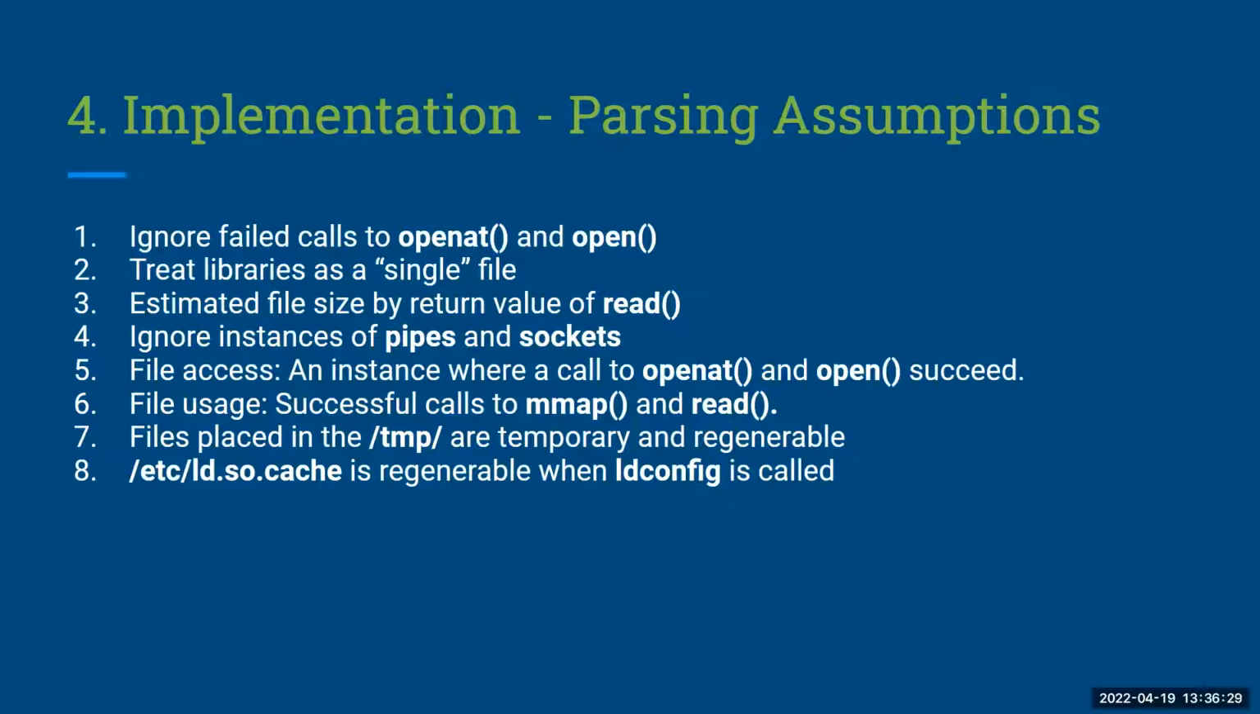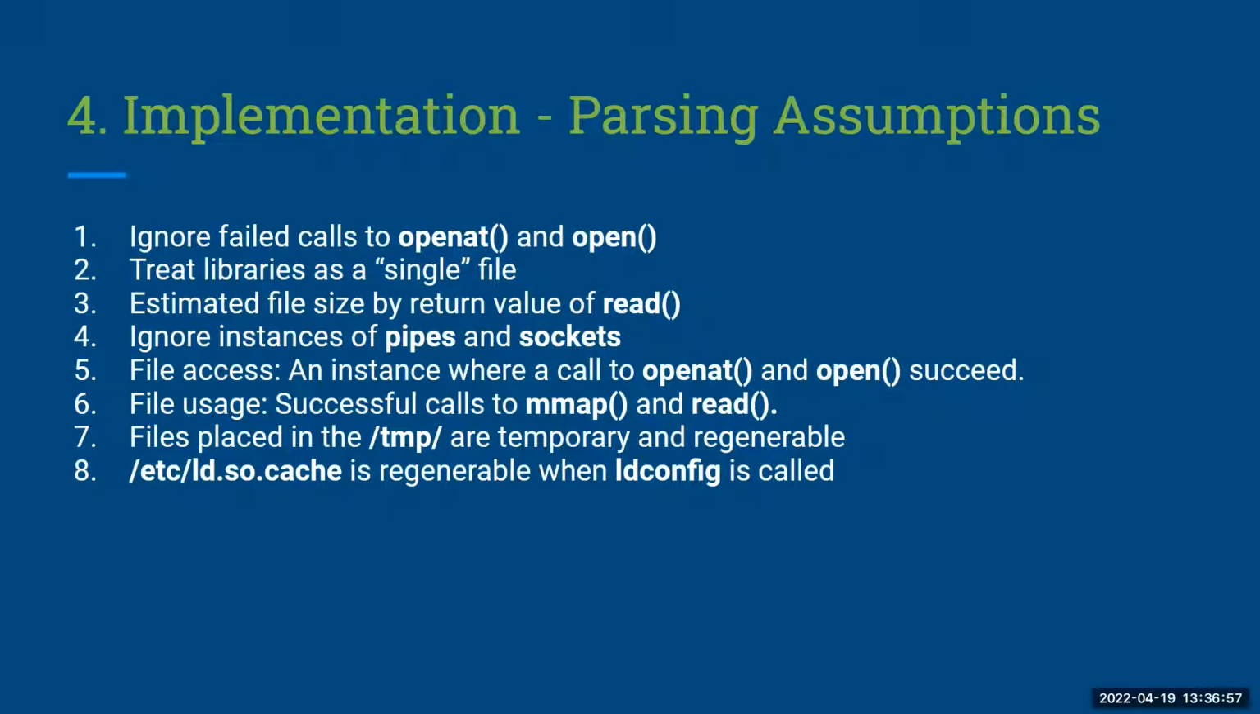The first one is that we ignored failed calls to openat and open. In an strace log, often you'll see an attempt to open a file, and that results in a -1 return value. We consider that not to be used by a program. We treat libraries as a single file. Obviously, libraries contain far more files, but for time's sake, we just consider it as a single file.